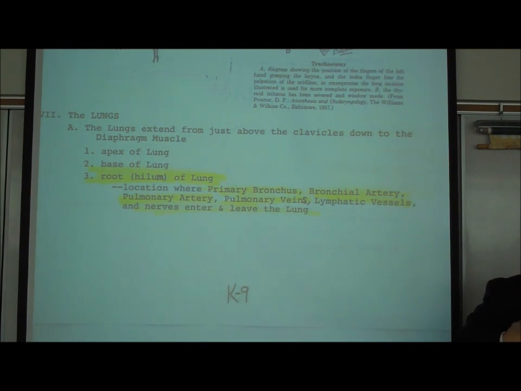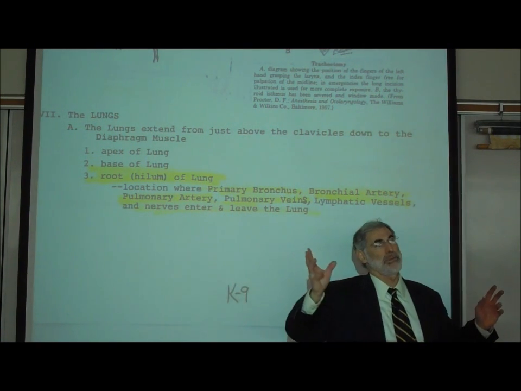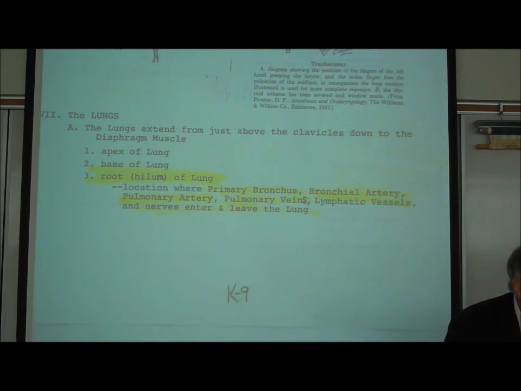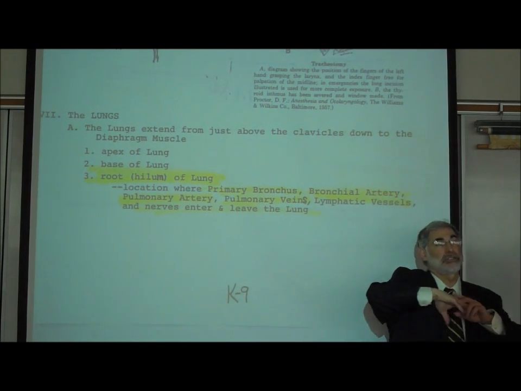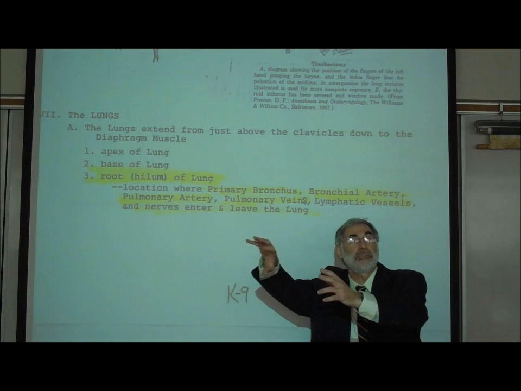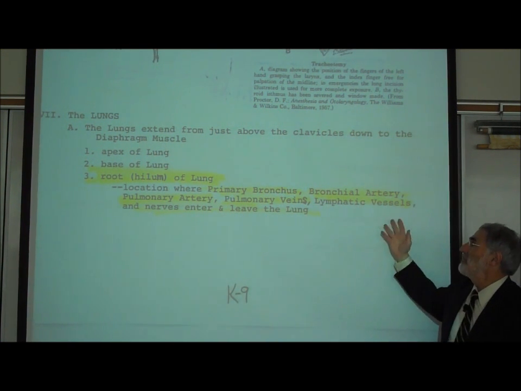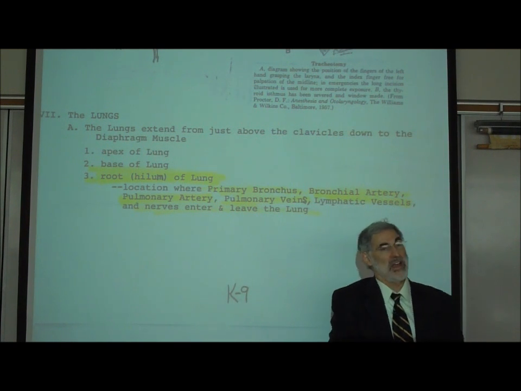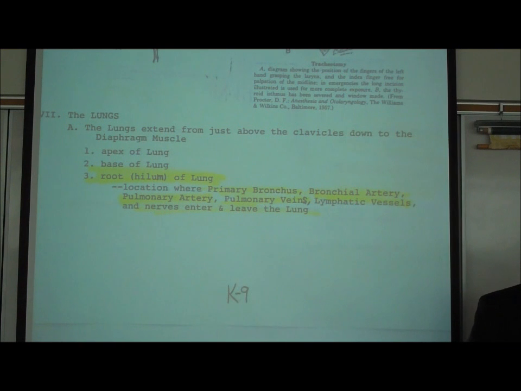Our heart needs its own oxygenated blood. Our blood vessels need their own oxygenated blood. The pulmonary arteries are bringing blood low in oxygen to the lungs, and then the pulmonary veins are carrying oxygenated blood away from the lungs to the left heart, to the left pump, left atrium. There are lymphatic vessels carrying fluid out of the lungs, and there are various nerves. To visualize this better, let's look on the next page, K10.